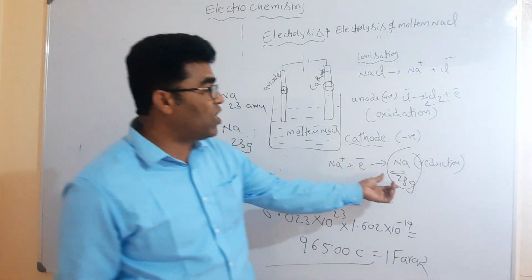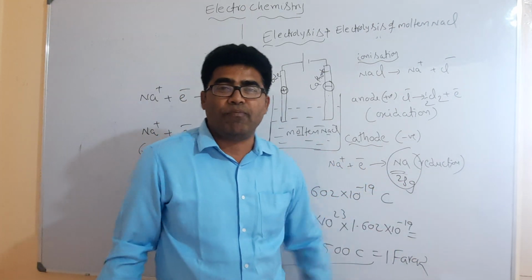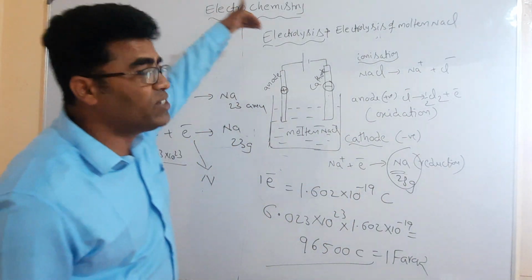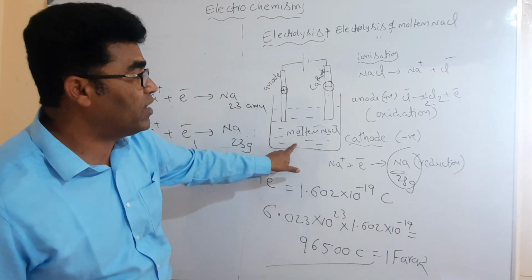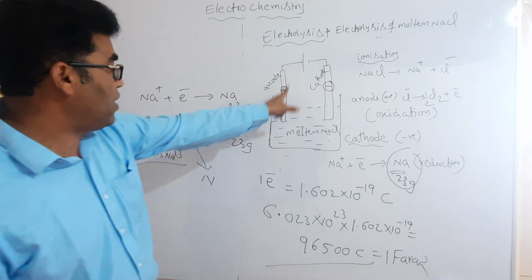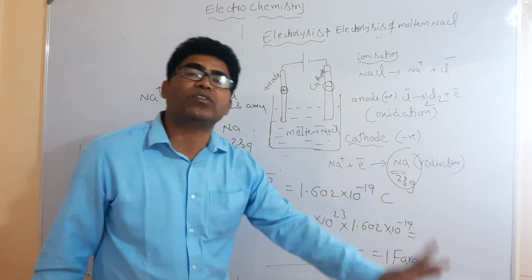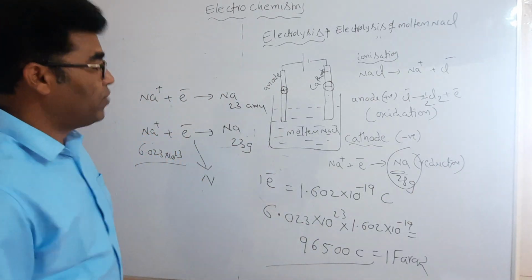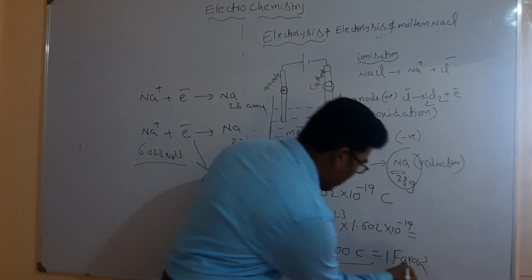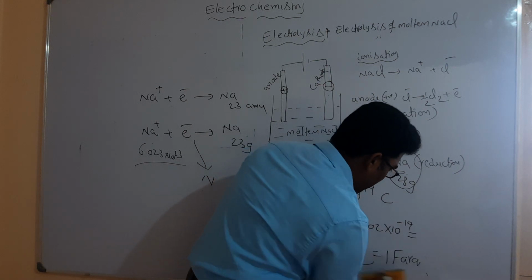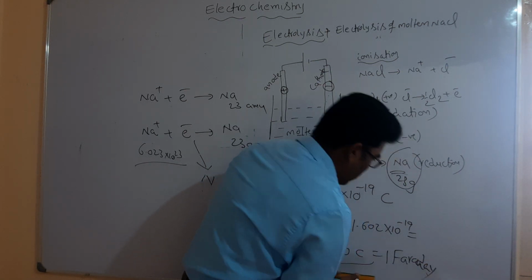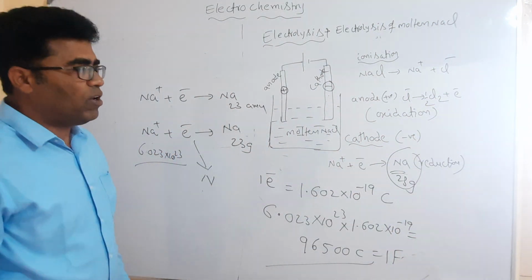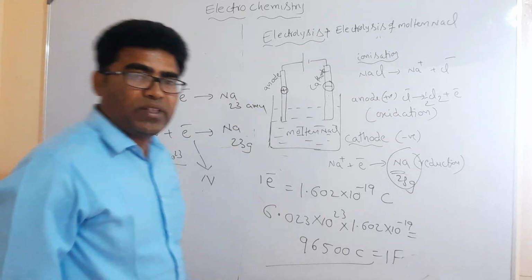So for the deposition of 23 gram of sodium, how much electricity has to be passed through the molten NaCl? How much? 96,500 coulombs or 1 Faraday. So this kind of question will come in the exam.